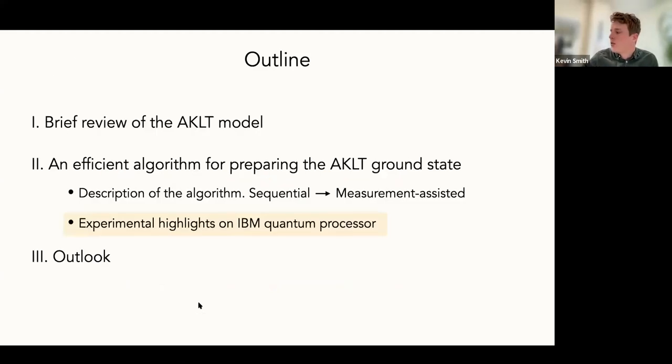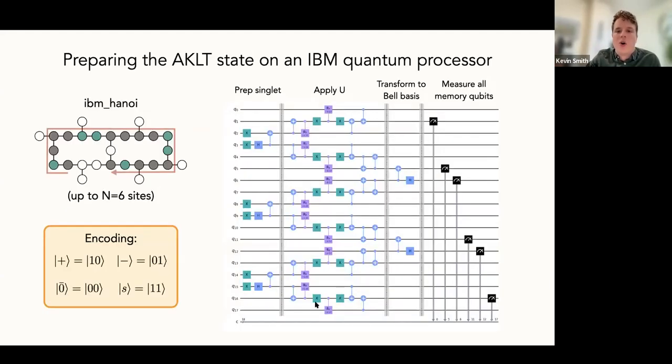Okay, so I'll now go towards the, let's see, I have maybe 10 minutes, so we'll see how much of this I can get to, but I want to give some quick highlights of some of the experiments we ran on an IBM Quantum processor to really show that this measurement-assisted approach can outperform its sequential unitary counterpart. So just quickly outlining what we did: we used the 27-qubit device, IBM Hanoi, and prepared the state around the circumference of this qubit graph. This allows us to prepare up to a 6-site AKLT chain, but again, 6 spin-1 sites, so really composed of 12 qubits. And then there's additional overhead due to the memory qubit. So it's really like an 18-qubit experiment.